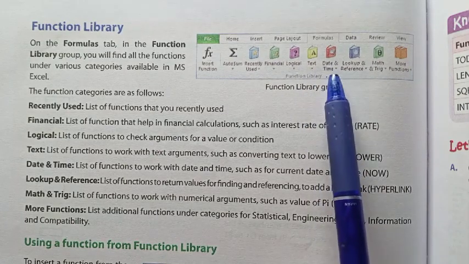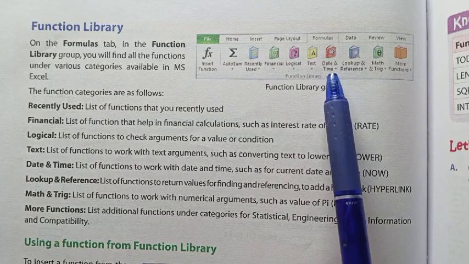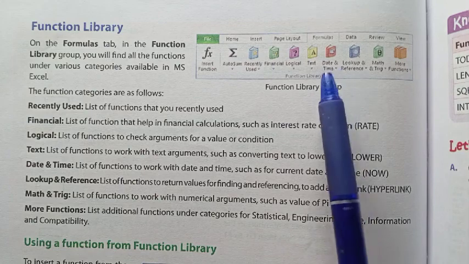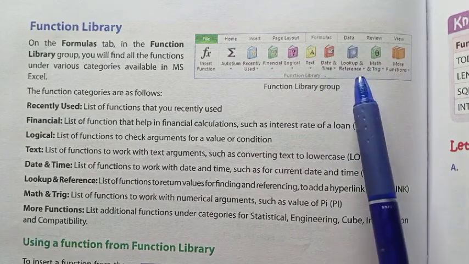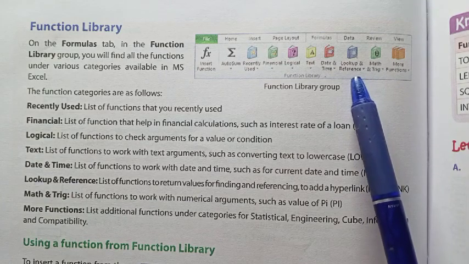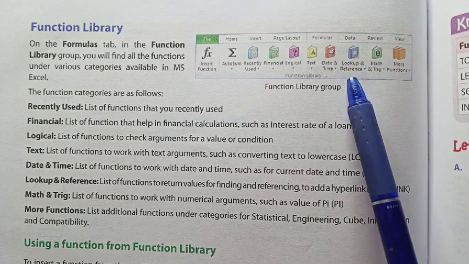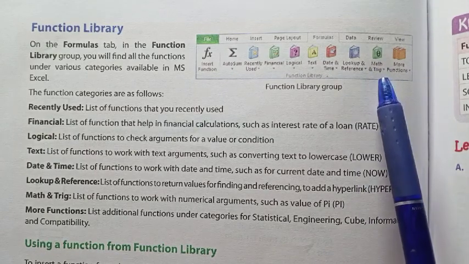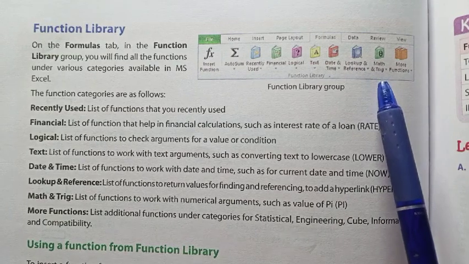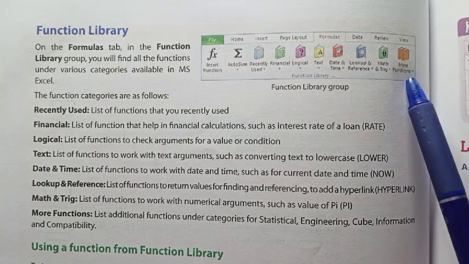The next category is date and time. Date and time shows you all the functions related to date and time, like today, now, date. These functions are all present over here. Then we have lookup and reference, which finds the values for referencing and hyperlinking. Next is the category of math and trigonometry. All the trigonometric functions will be found here, and the last category is more functions.